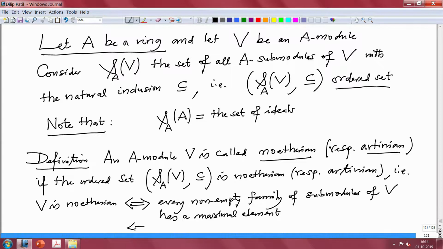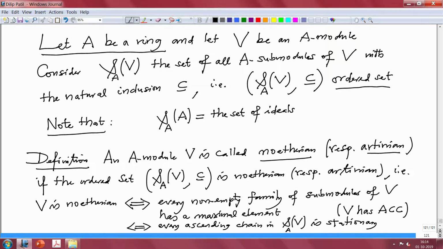Or equivalently, every ascending chain in SV is stationary. An ascending sequence is a chain because any two terms are comparable. So this I will keep saying, that V has ACC. So this condition we will keep writing, V has ACC. That means if you have an ascending chain of submodules, then it is stationary.